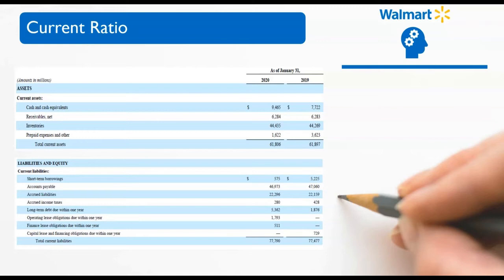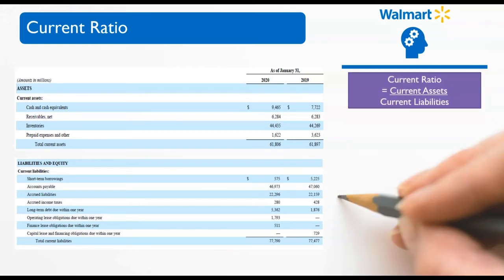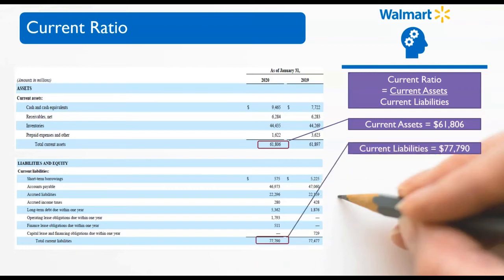On the next slide, we will now calculate the current ratio for Walmart. First, we would start with its current assets of $61.8 billion. Then we would find the current liabilities of $77.8 billion. When we divide those numbers, we get a current ratio of 0.79.